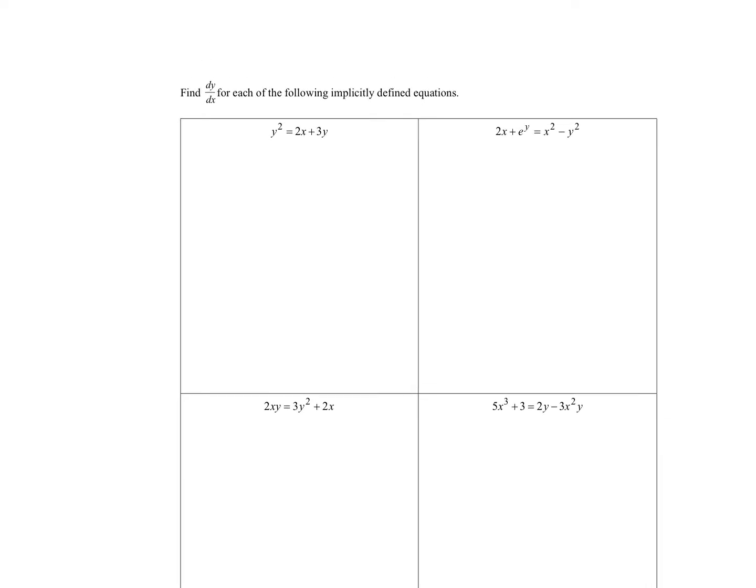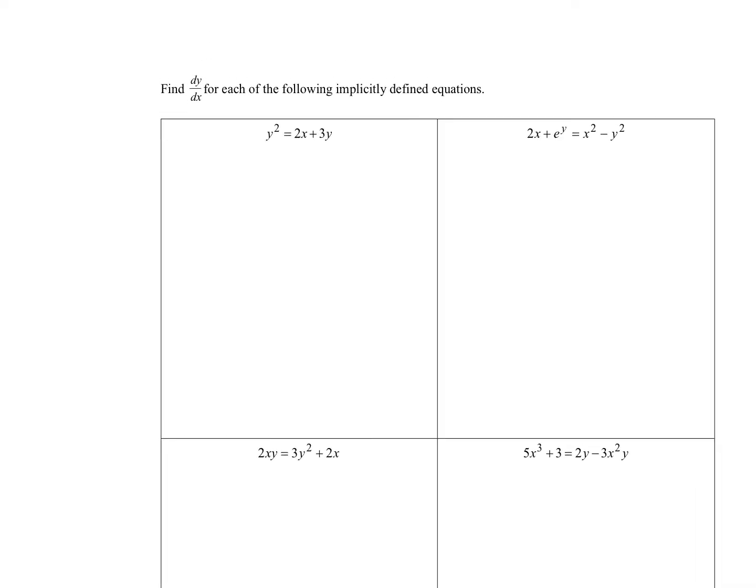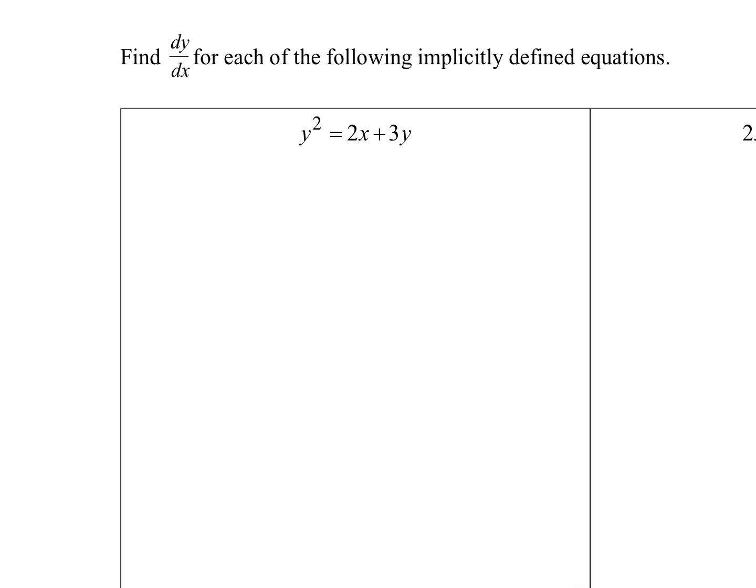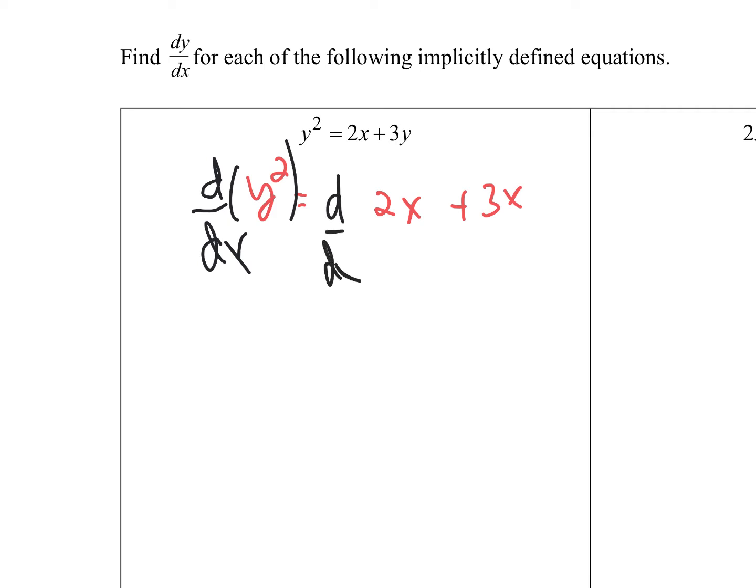All right, let's find the derivative of each of these implicit functions. So I'm going to do this with all the steps. I'm going to even rewrite it so I have more room. Because I have to take the derivative with respect to x, both sides. When I do the derivative of a y squared, I always have to say it's 2y dy dx.